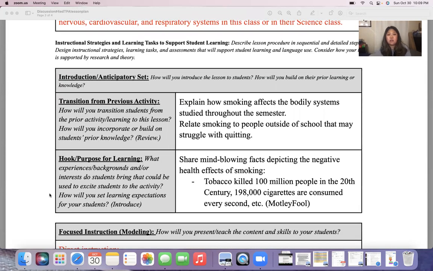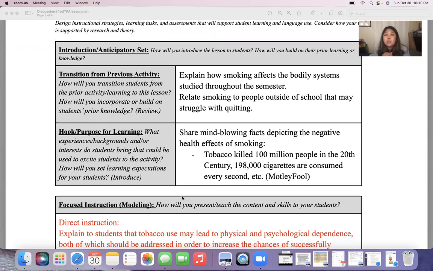Below that, we have our introduction and anticipatory set, going over how we'll transition into this activity. We'll explain how smoking affects the bodily systems that they study throughout their semester. And then the hook and purpose for learning is to capture their attention and interest. We put to share a mind-blowing fact, which is how tobacco has killed 100 million people in the 20th century, and 198,000 cigarettes are consumed every day, etc.